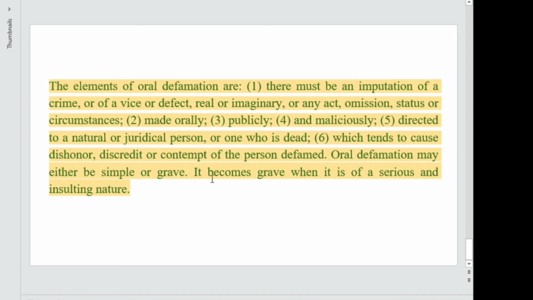Okay. Oral defamation may either be simple or grave. Okay. So it becomes grave when it is of a serious and insulting nature. So again, iba naman yung ininsulto ka lang, okay? And then it is a matter of simply just saying a negative word about you. Okay? Iba naman yung talagang grave, yung siniraan ka at nasira halos lahat ng mga nakapaligid sa'yo, including your job. So that is slander.